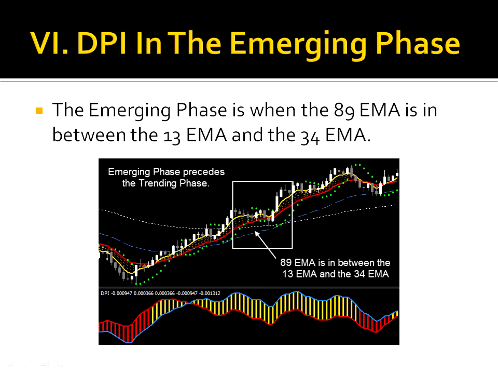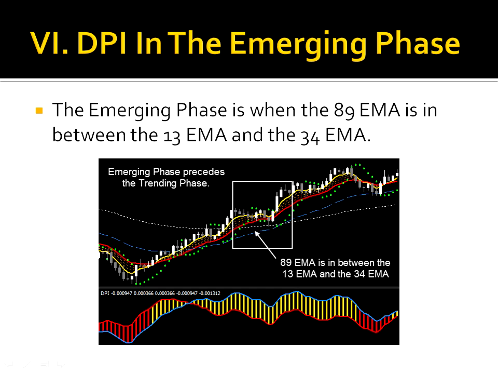Again, this is the emerging phase. This is the phase when the 89 EMA is in between the 13 and the 34. The emerging phase always precedes the trending phase. And most of the time, the emerging phase will turn into the trending phase. So I like to trade the emerging phase as a trending phase. If there's a signal, I'll take it.